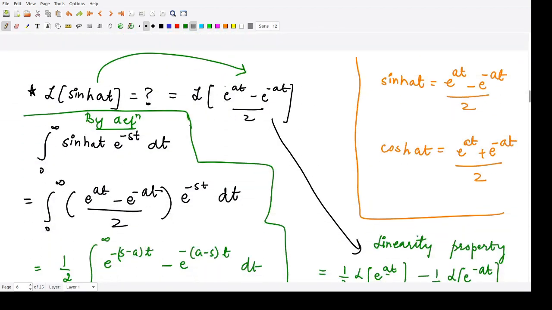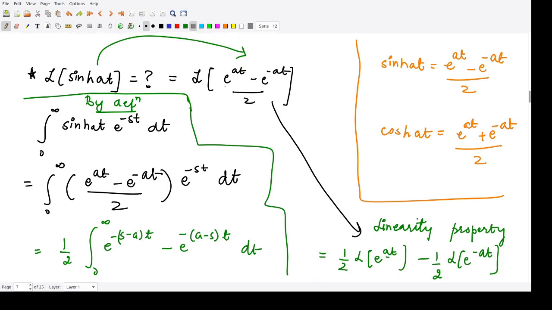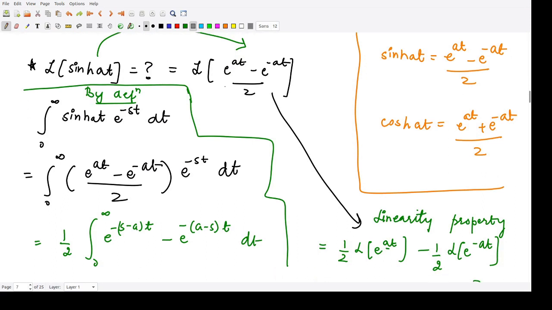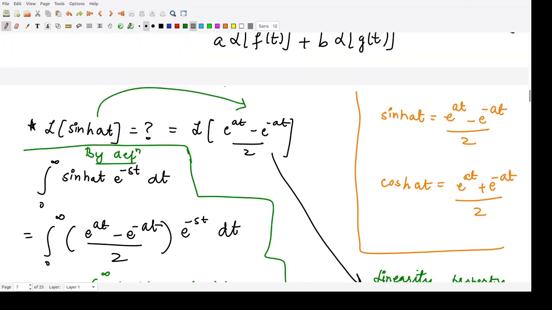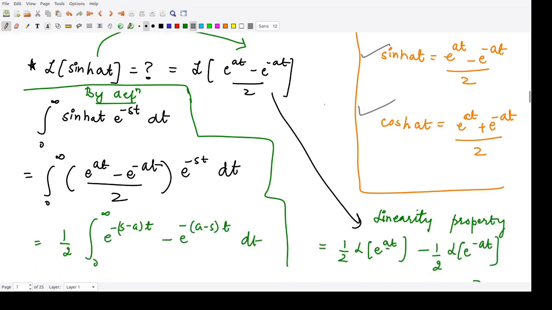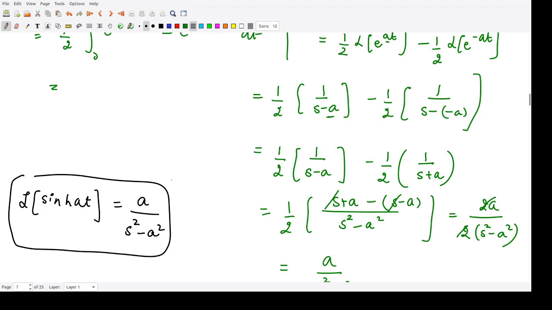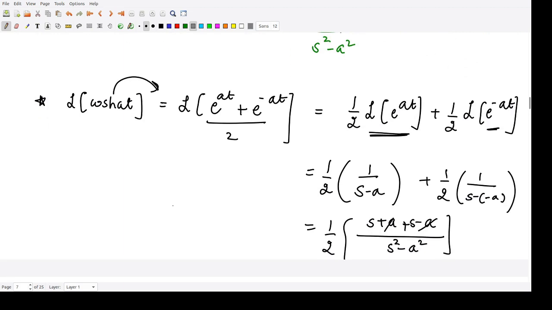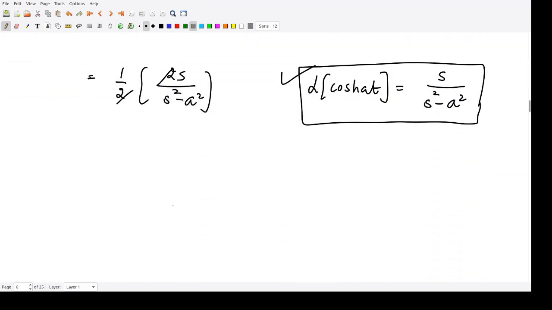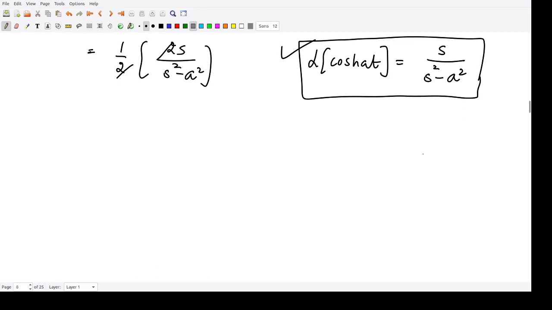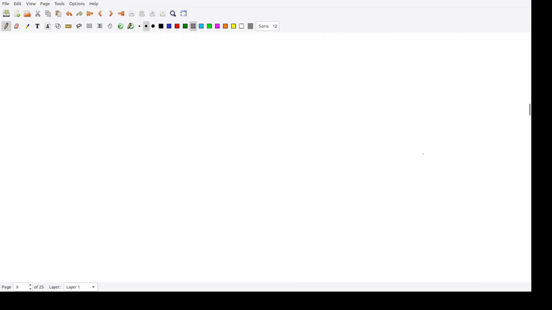So that means we can write this operator into linear terms, right? Next we also saw the Laplace transform of sine hyperbolic at and cos hyperbolic at. We obtained the Laplace transform of sine hyperbolic at to be a divided by s square minus a square, and the Laplace transform of cos hyperbolic at comes out to be s divided by s square minus a square. So this is what we have seen in the previous lecture.